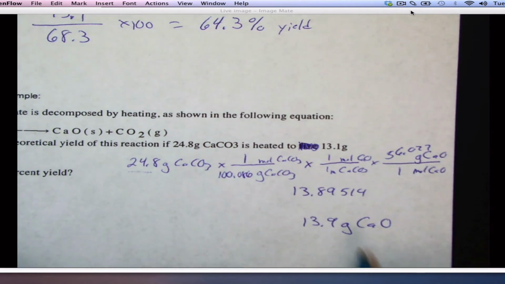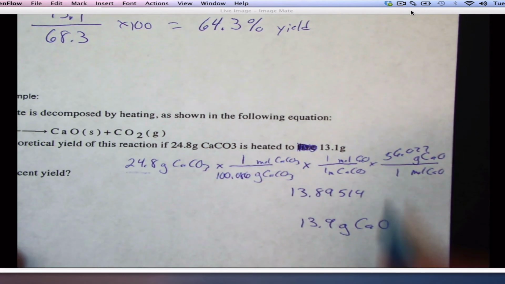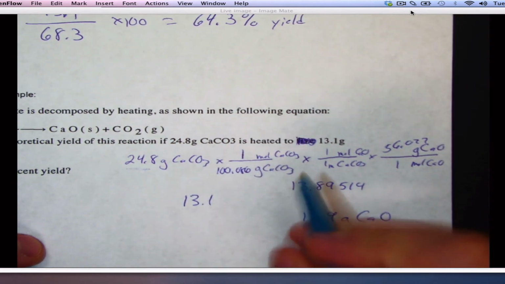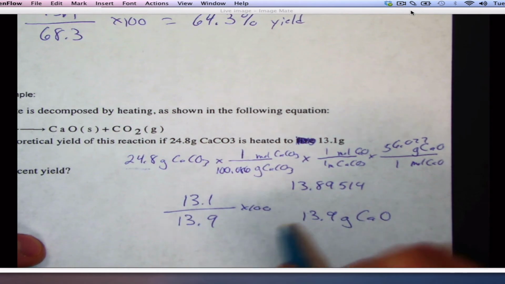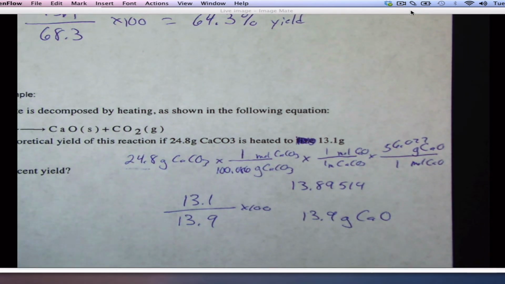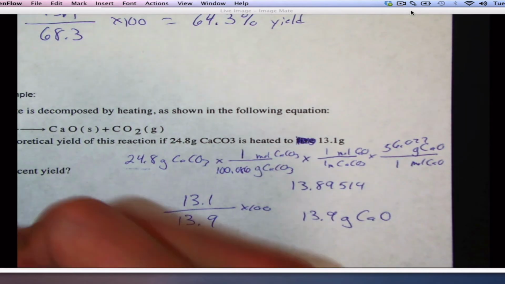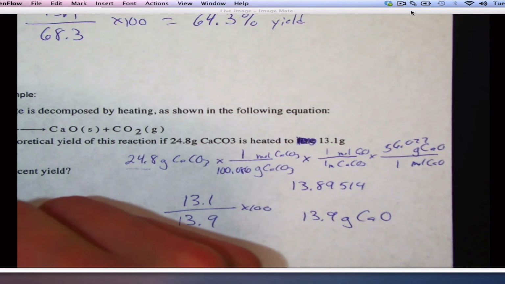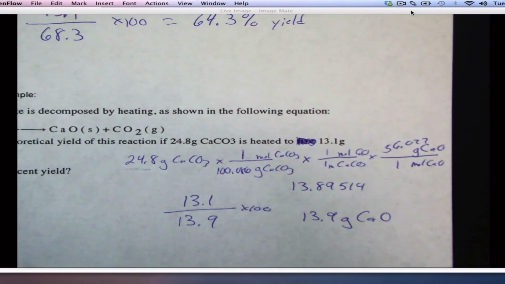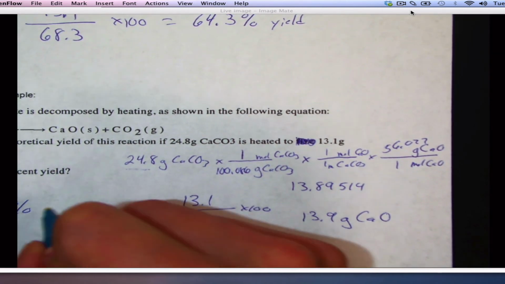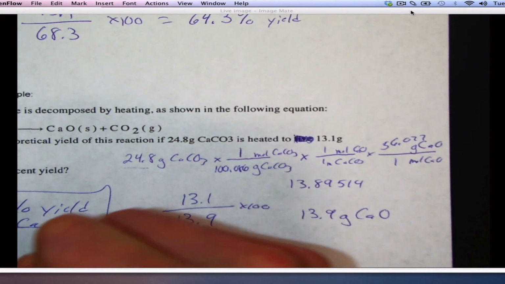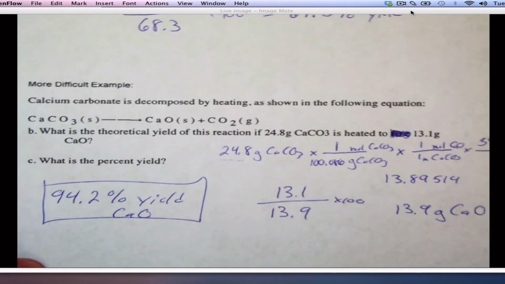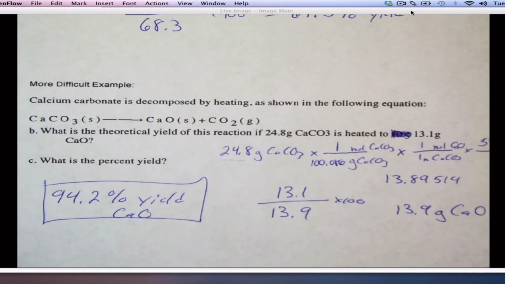So we compare that. This is our theoretical yield, the one we calculated, compared to the actual, which is 13.1, over 13.9 times 100. So we go 13.1 divided by 13.9 times 100, and you should get 94.2% yield of CaO. There we go. Now that's a pretty good yield. That's what you want to get. You want to get in the 90s.